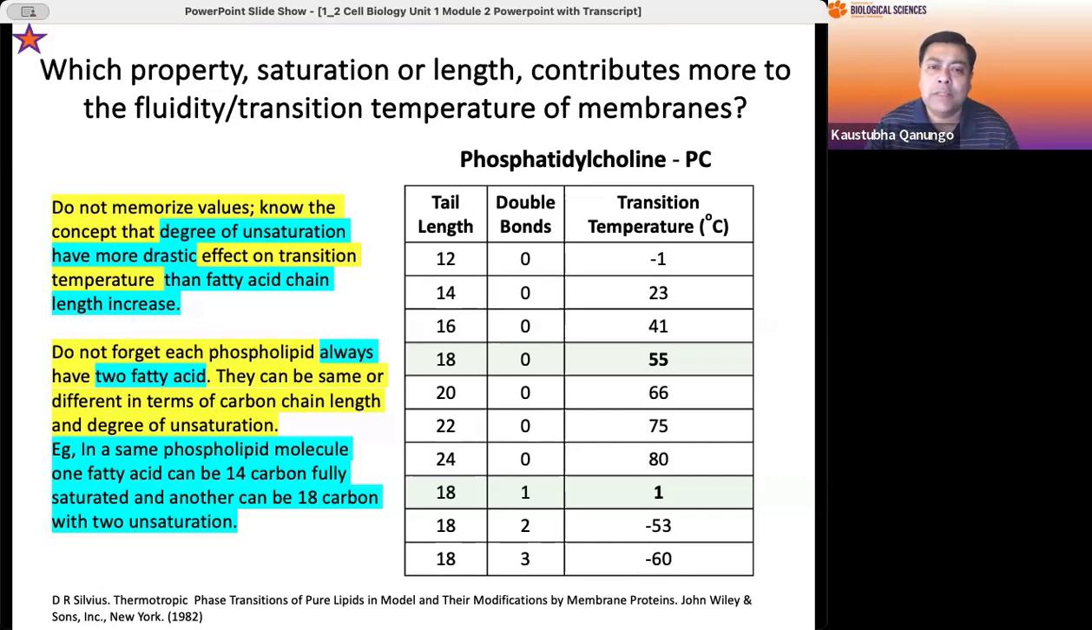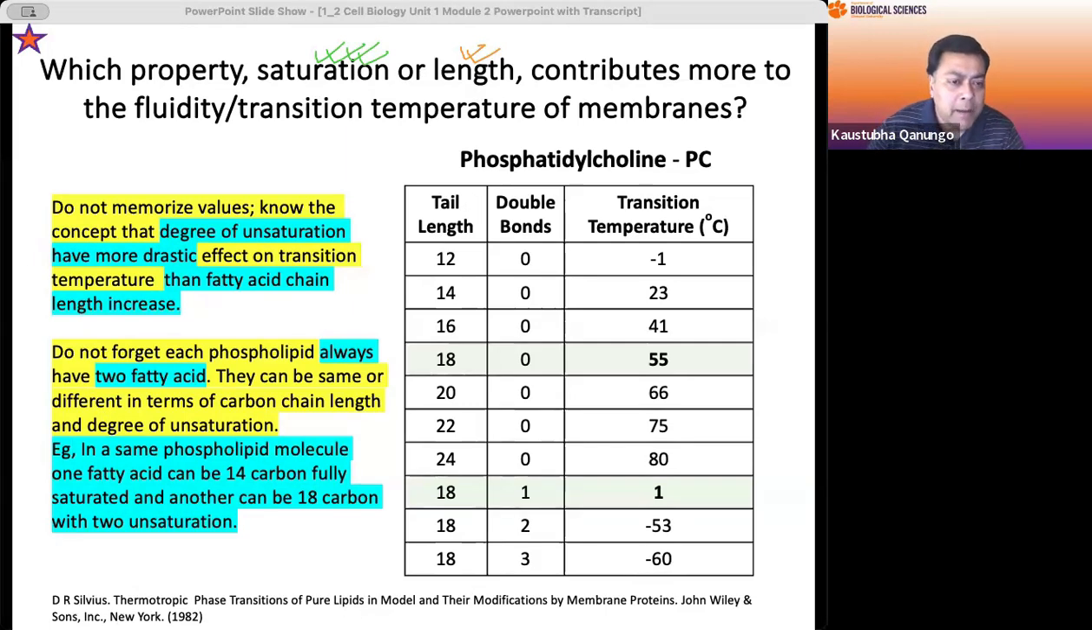So let's take a look at how we are looking at the transition temperature, and I will just walk you through. The idea is, which property, saturation or length, contributes more to the fluidity and the transition temperature of the membrane. And we looked at that, and we understood that the saturation does have more effect on this compared to the length. So we are going to see that. Let's take a look at the different fatty acid tails.